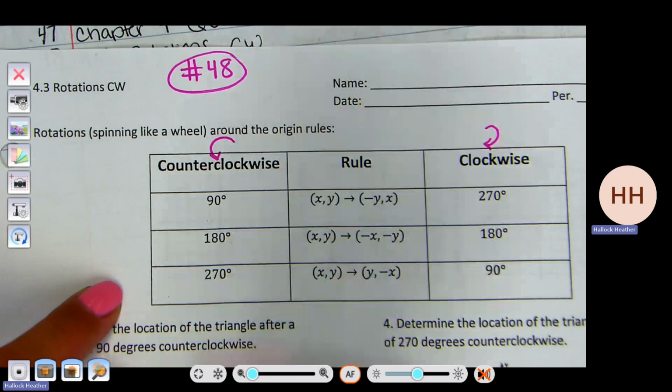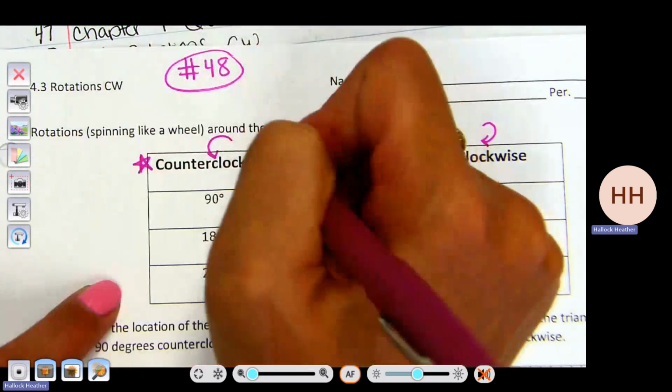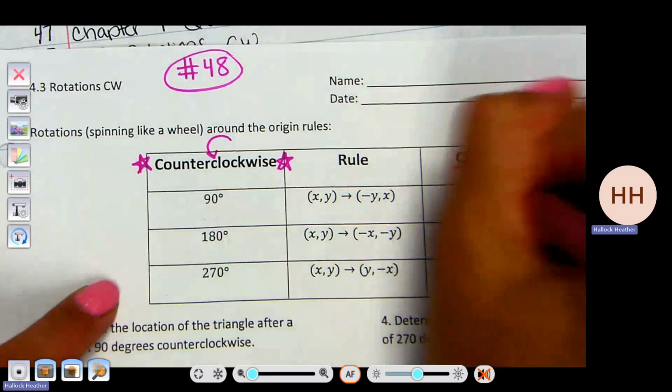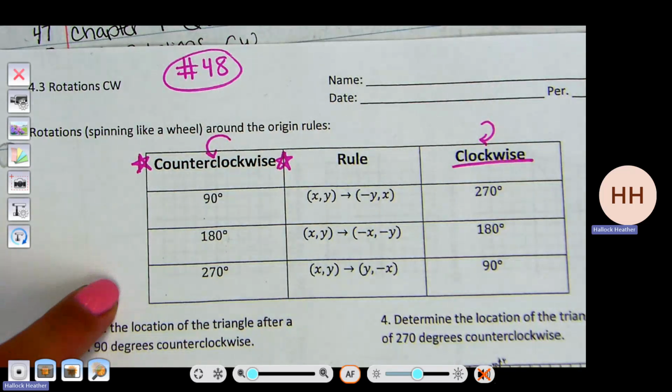So most of the time you will be going counterclockwise. I would say like 99% of the time they're going to have you go counterclockwise. If it doesn't say a direction, you're going to go counterclockwise. It would literally have to say clockwise for you to go clockwise. Okay, so when in doubt, go counterclockwise, going to the left.